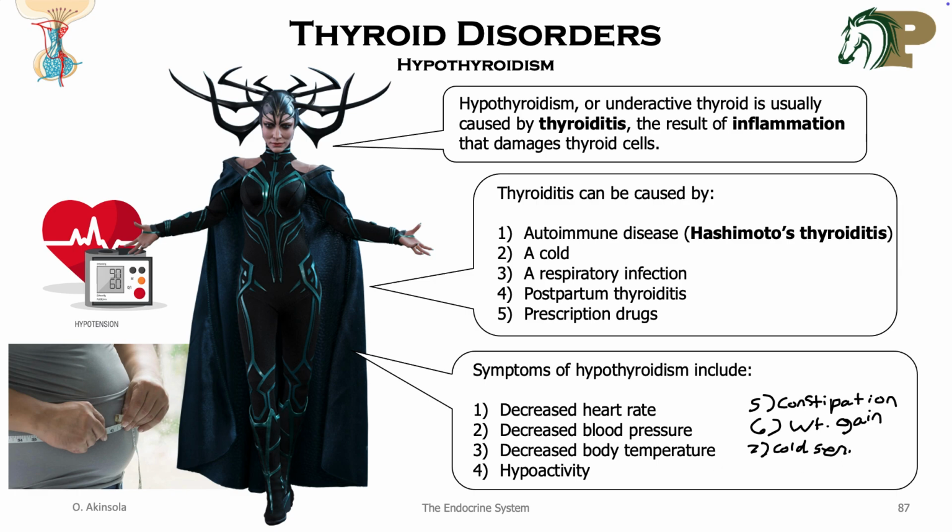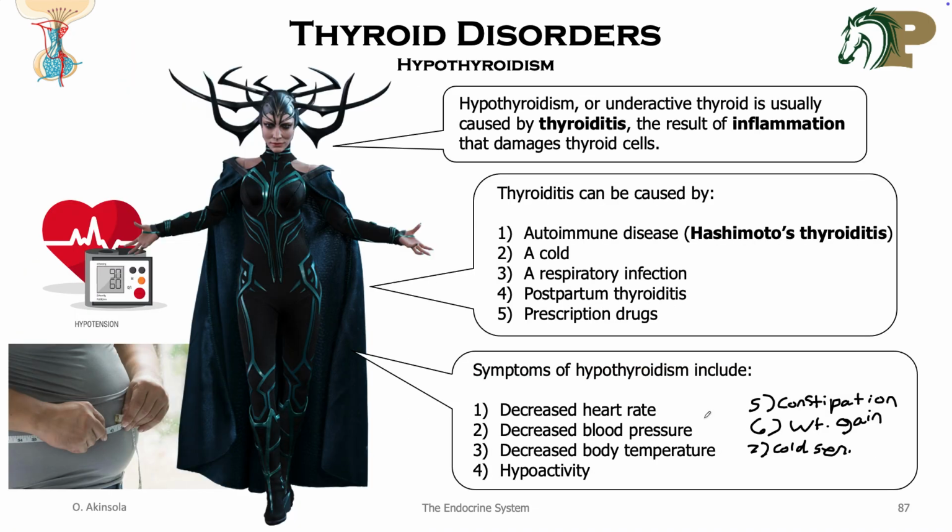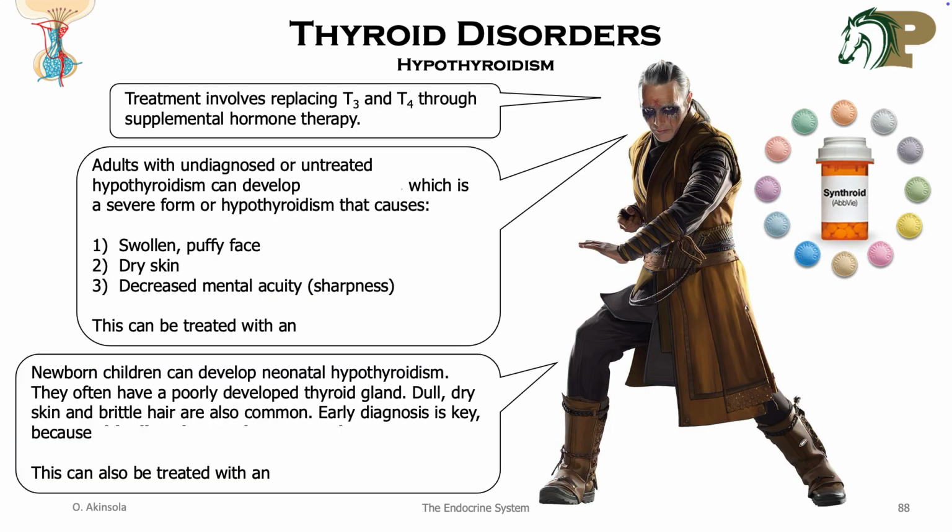And then what was number 8? Difficulty concentrating because your mind is racing. You can also have difficulty concentrating here, but for an entirely different reason. Your mind is not racing; it's underactive. Okay. So those are your symptoms of hyperthyroidism.